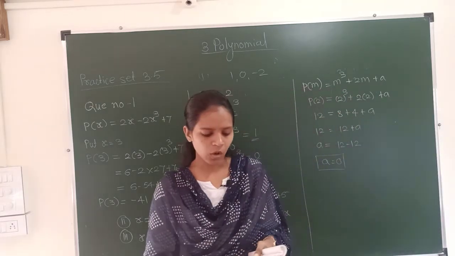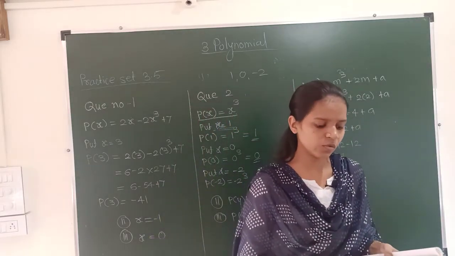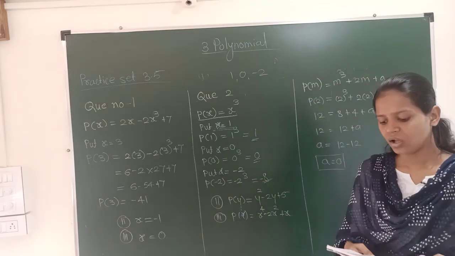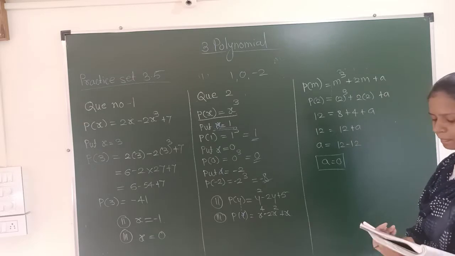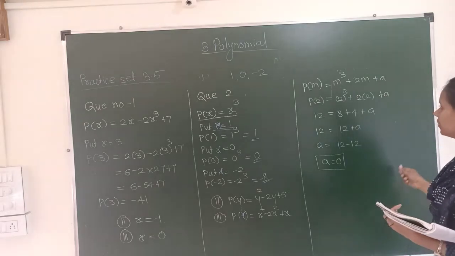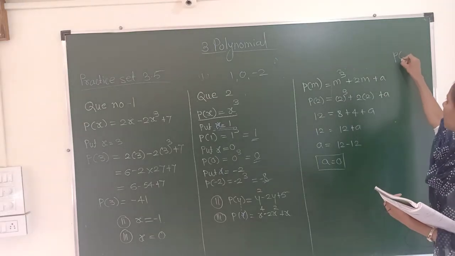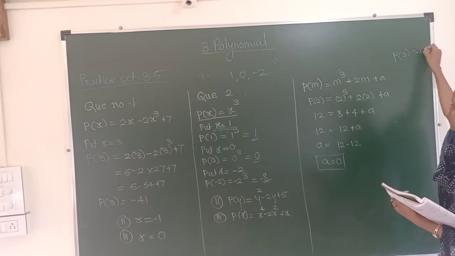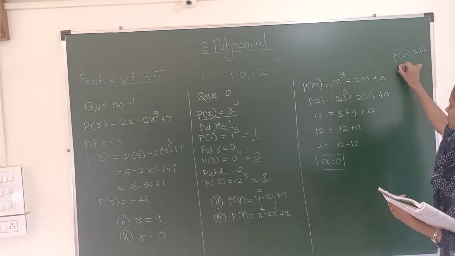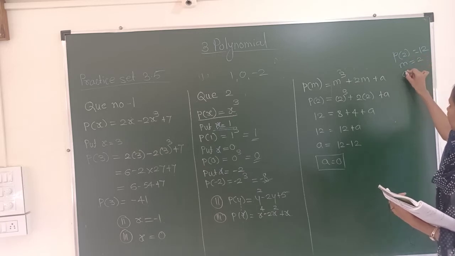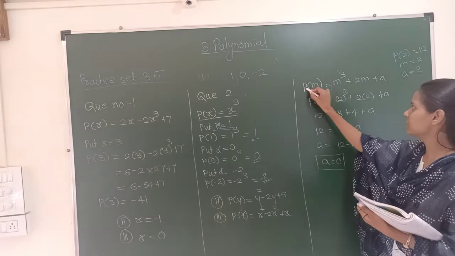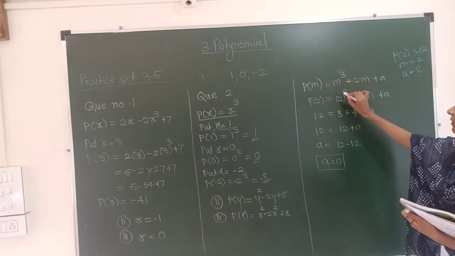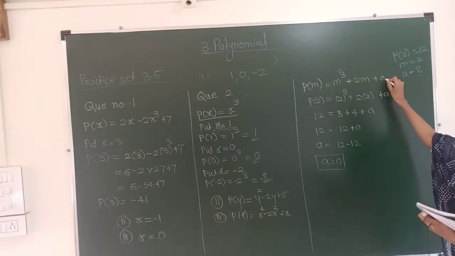If the value of polynomial m raised to 3 plus 2m plus a is 12 for m is 2, then find the value of a. Okay, so what we have to find? They have given p of 2 is 12, when m is equal to 2, then find the value of a. So the given polynomial is p of m is equal to m power 3 plus 2m plus a.